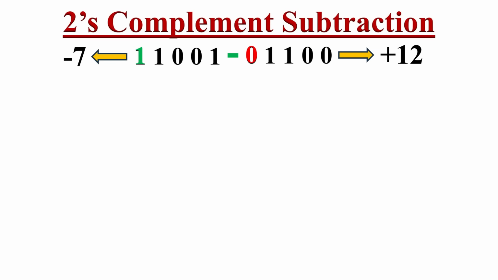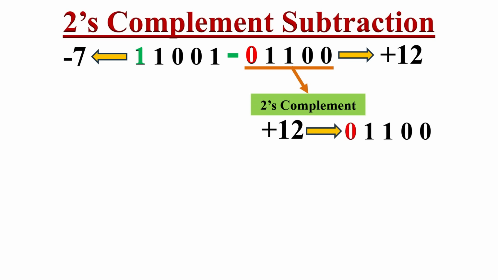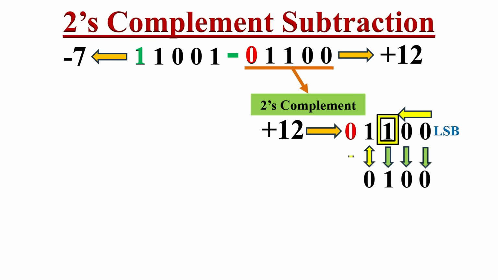First of all, we must change this plus 12 in 2's complement to get minus 12 value so that we can add both these numbers. To convert this number in 2's complement form, start from LSB and identify the first one. Copy all the bits up to this first one. Then invert the remaining bits. So this 10100 is the 2's complement representation of minus 12.